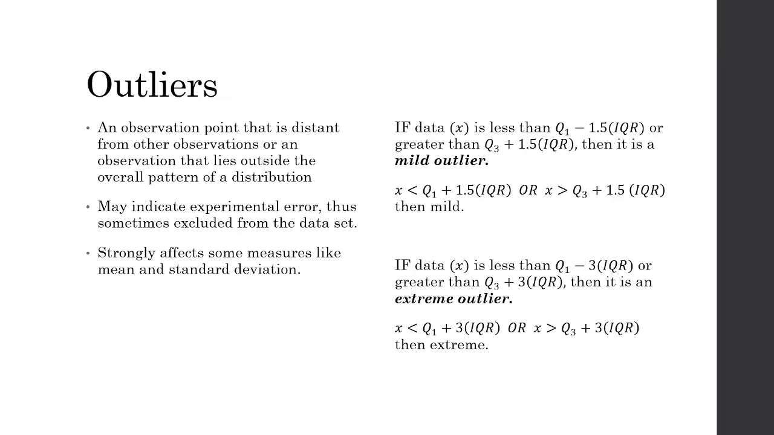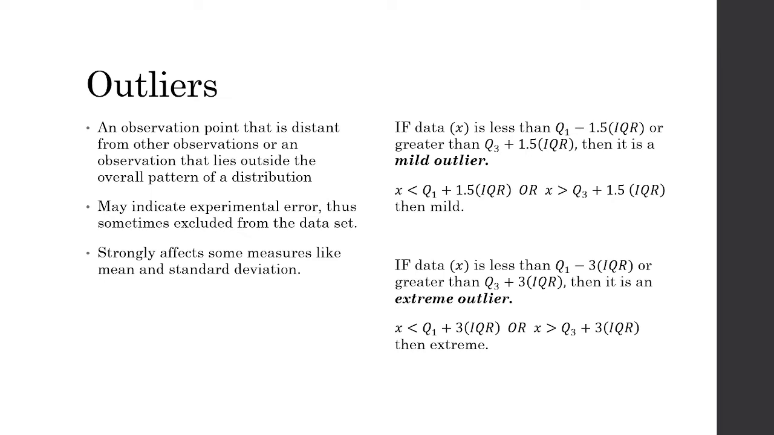So kapag mayroon kang data na ang value niya ay less than the first quartile minus 1.5 times the IQR. Again, the interquartile range is just the difference between the first quartile and the third quartile. And if it is greater than the third quartile plus 1.5 times the IQR, then it is a mild outlier.